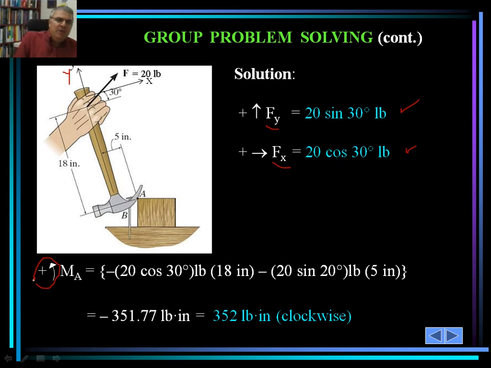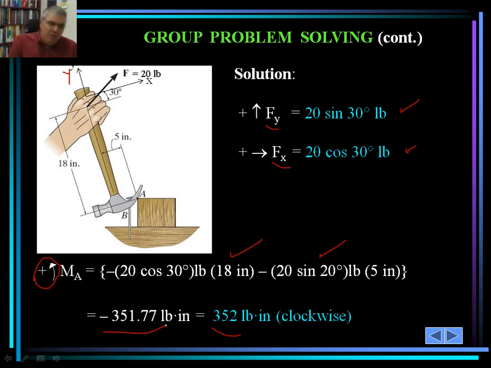For the x component and y component, they both cause moment. We simply consider their directions. Both are negative, and the result is 351.77, which is rounded to 352 pound-inch.